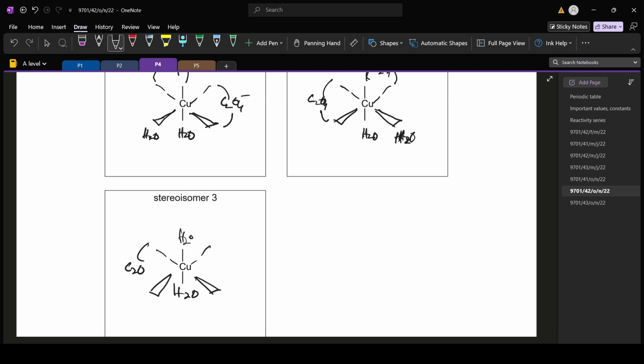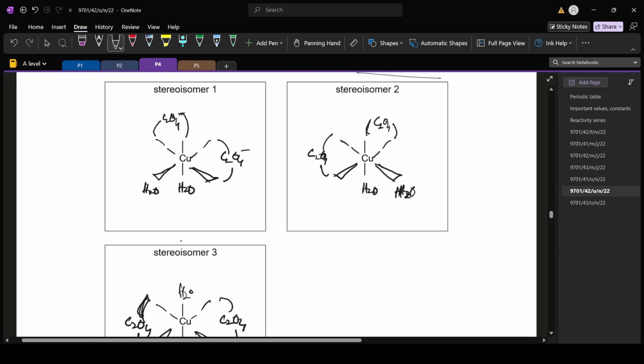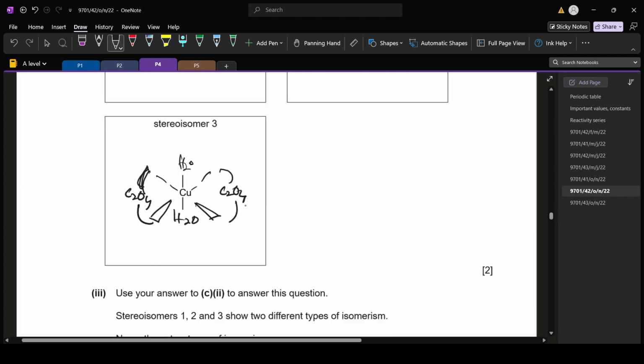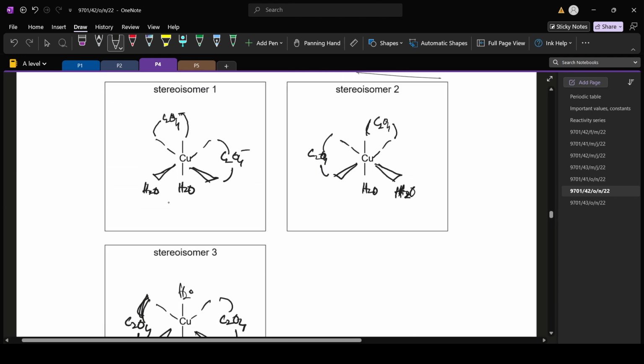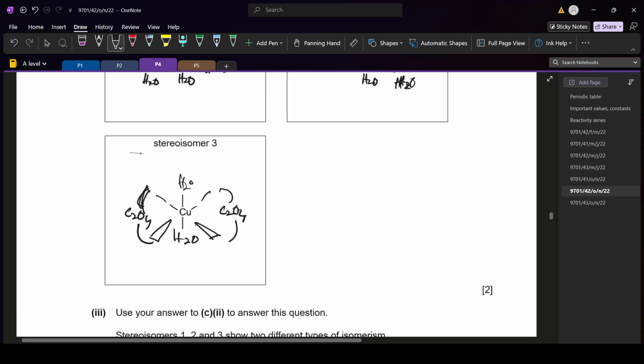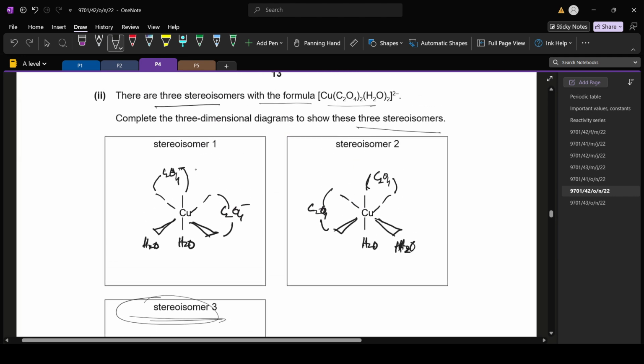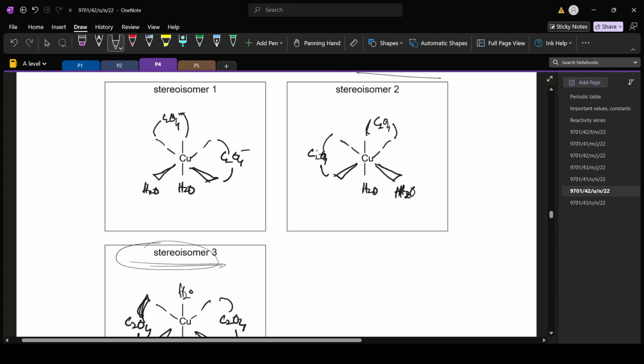But how can you tell which one is cis and which one is trans? The one in which the polarity is cancelled out is known as trans. In stereoisomerism 3, you can see that the polarity is cancelled out, and the bond angle between the same molecules, the water molecules, is 180 degrees. But in stereoisomerisms 1 and 2, the polarity is not cancelled out, so these are both cis isomers.